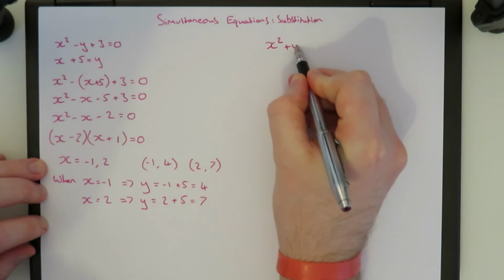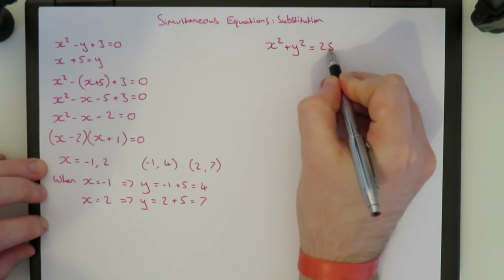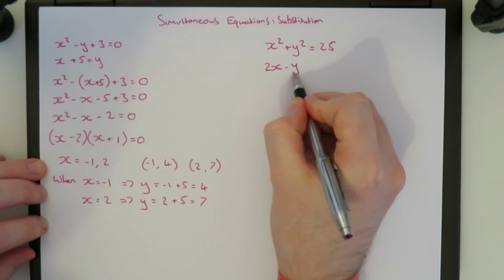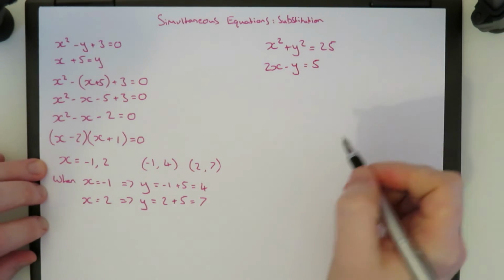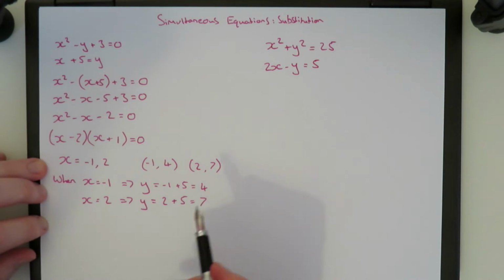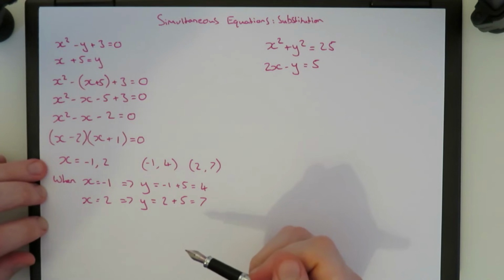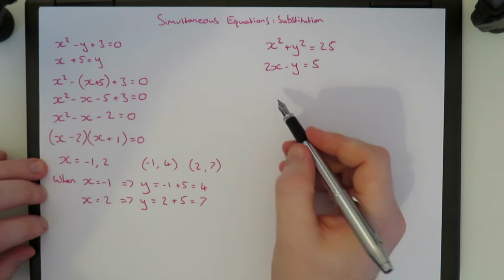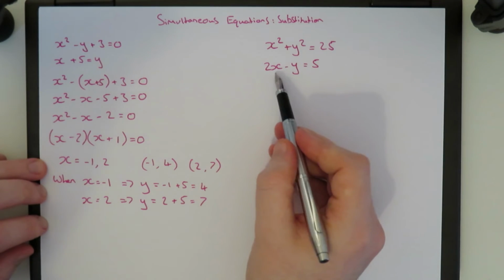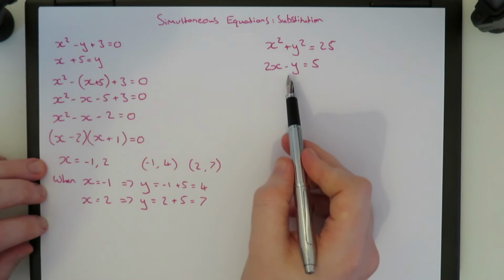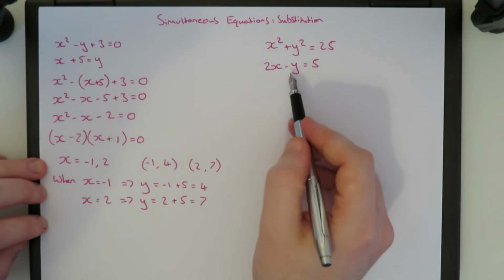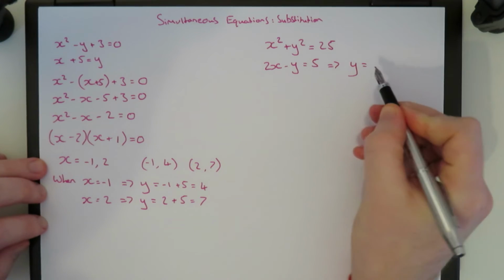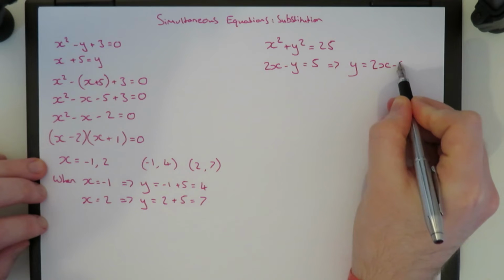x squared plus y squared equals 25, and 2x minus y is equal to 5. So again, please pause the video, attempt this question and come back to the video once you've given it a go. Okay, so here it's a little bit dissimilar from the last question because we don't have a y equals or an x equals, but we can do that. We can change this equation so that y equals, and in this case it will be 2x subtract 5.